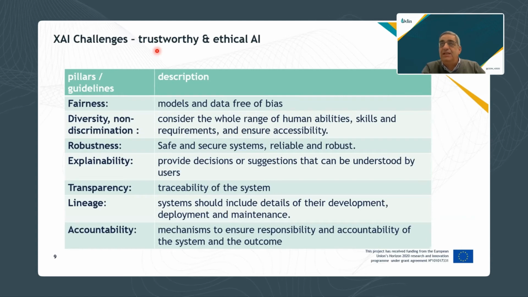It's very important that these systems should be trustworthy, should handle the data with fairness, diversity, robustness, and also explainability. They should provide decisions or suggestions that can be understood by users. And also they should provide transparency, i.e. traceability of the system, and accountability.